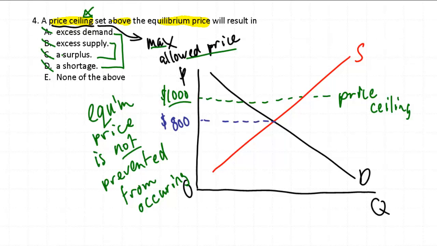And the equilibrium price being the result is not one of the choices here. So we would say none of the above for that one.